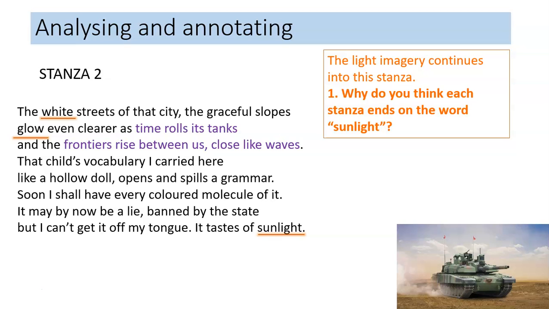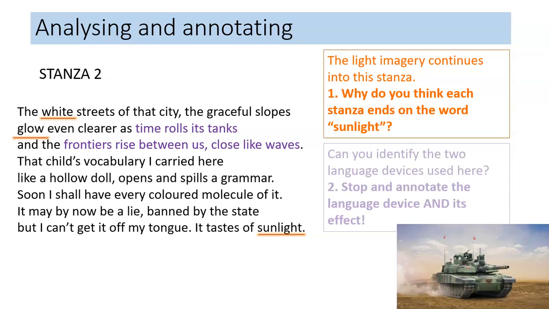So my first question there in the orange box, which you should pause and answer, is why you think every stanza ends on the word sunlight. And then the second question, looking at the bit in purple, I want you to pause and see if you can identify the language devices that are being used here. Can you annotate your thoughts about the language device she's chosen and the effect?